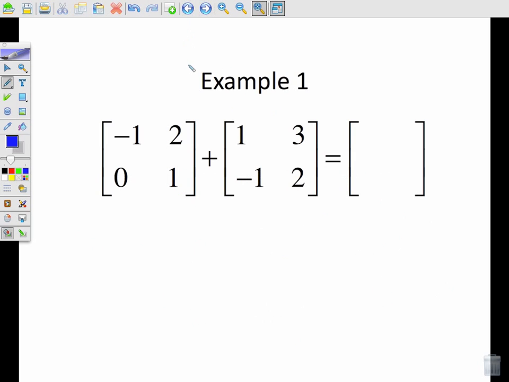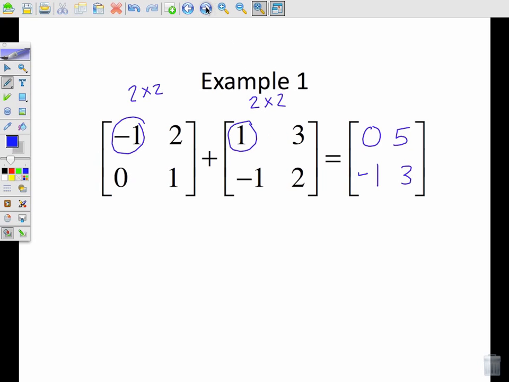First thing that we're going to do is add matrices. Now, in order to add matrices, you have to have the same size. So this is a 2 by 2, and this one is also a 2 by 2, so they have to be the same in order to add. All you need to do is add corresponding parts. -1 plus 1 is 0, 2 plus 3 is 5, 0 plus -1 is -1, and 1 plus 2 is 3, and that's all you need to do in order to add matrices.